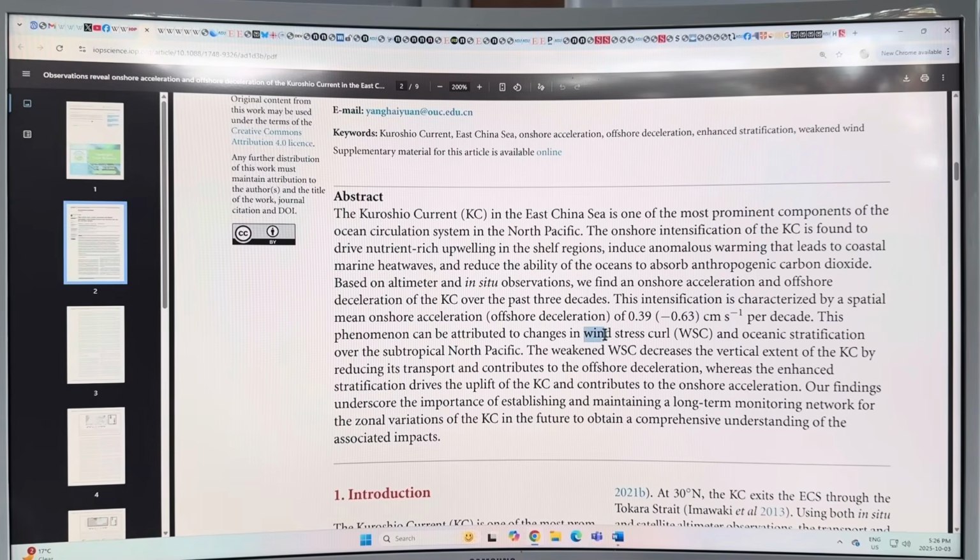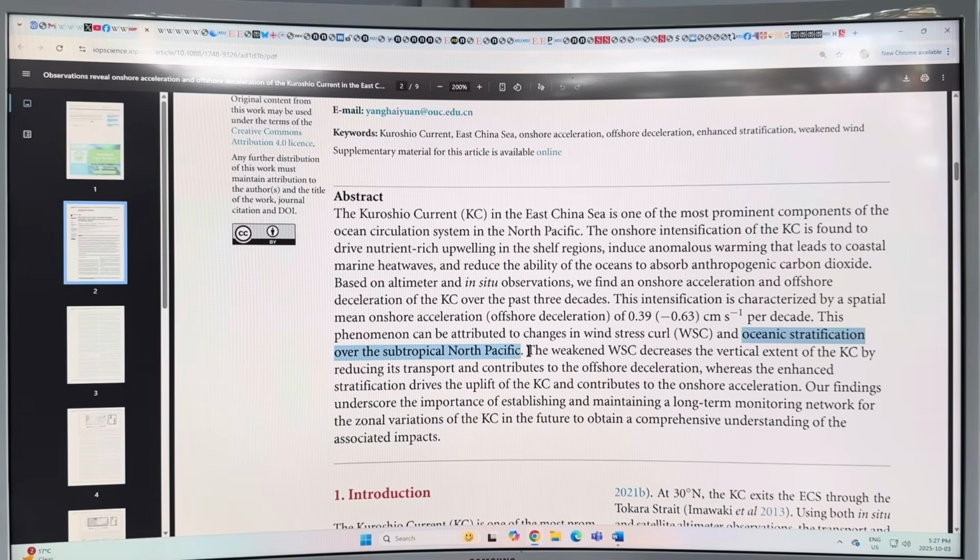It's attributed to changes in the wind stress curl. So that's the wind stress and its effect; the curl is a cross product, if you like. It's the forces on the water, moving the water. And also they're attributing it to oceanic stratification over the subtropical North Pacific, right? Warmer water is lighter, tends to stay at the surface and reduce the vertical mixing. Very, very serious situation. This is seen throughout the world's oceans, and there's some interesting papers recently specifically on stratification changes, which I'll probably do a separate video on.